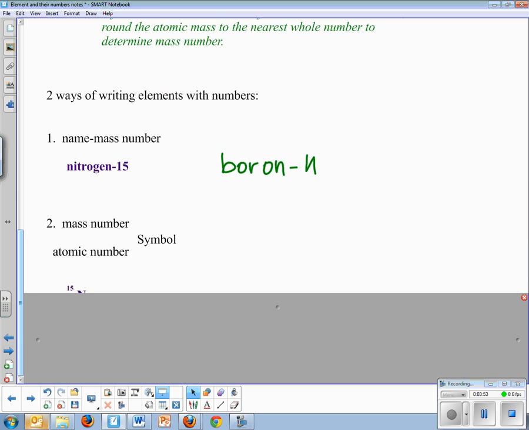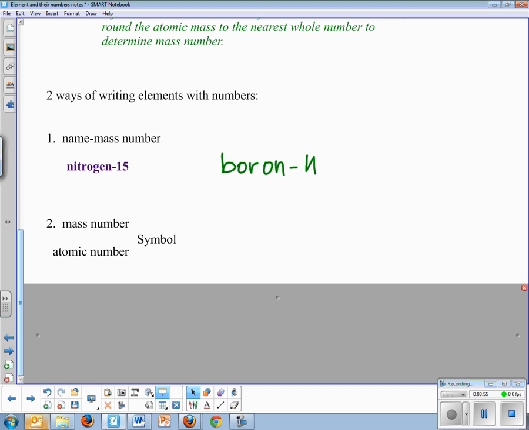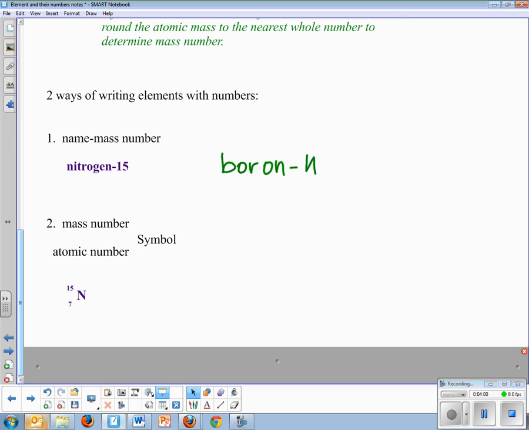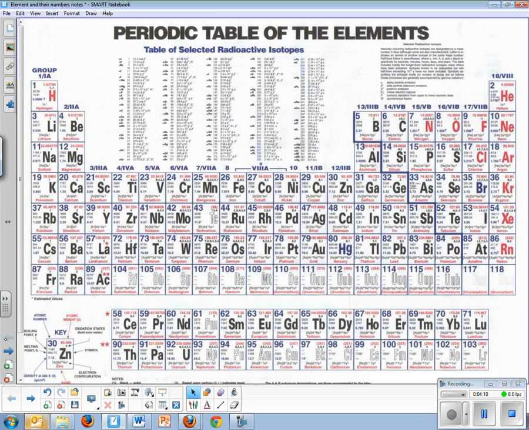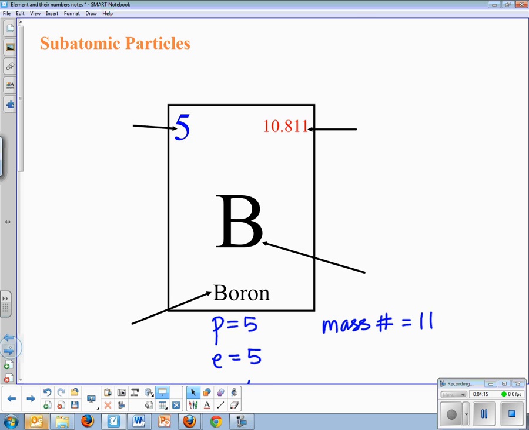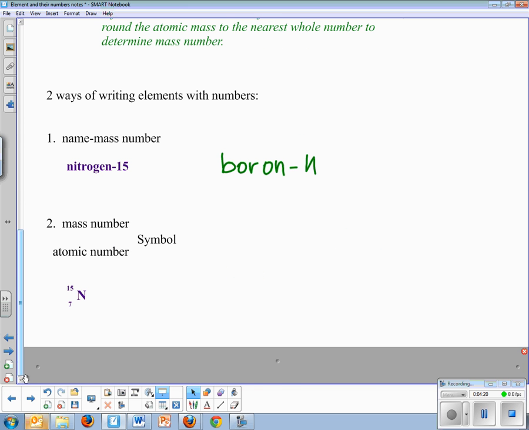And this has the mass number over the atomic number just to the left of the symbol. So when you write it, it's going to look like this. So this is nitrogen-15, like we have the name up above. So 15 is our mass number, 7 is the atomic number for nitrogen. So if you go back to the periodic table, you can see nitrogen's atomic number is 7. We could do boron's as well, sorry. So we've got capital B, we've got 11 as our mass number, and 5 as our atomic number.